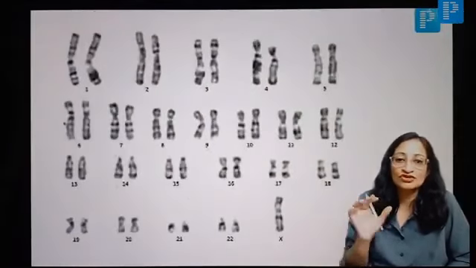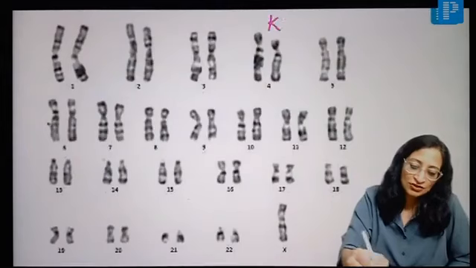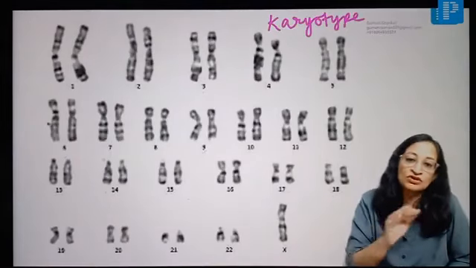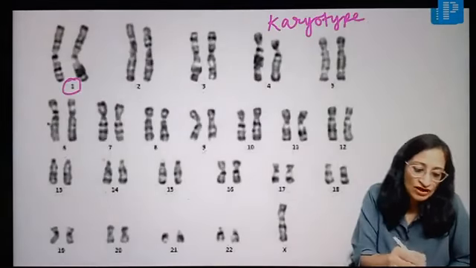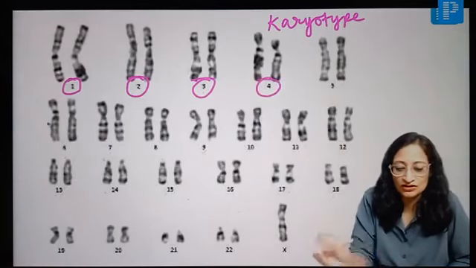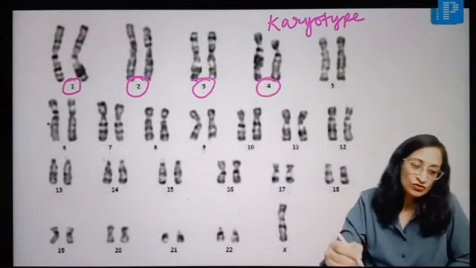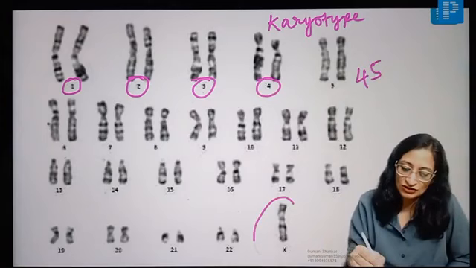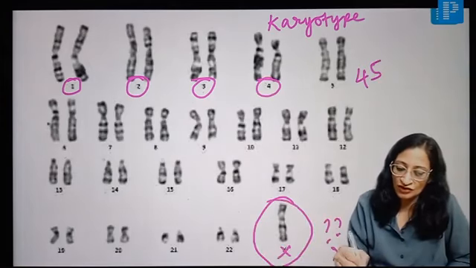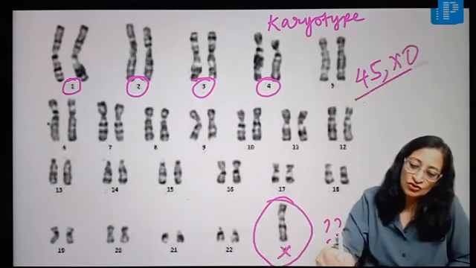What do you see in this karyotype? First, the name of this investigation is karyotype. You must be able to say that. Now normally there should be a total of 46 chromosomes, that means 2 chromosome 1s, 2 chromosome 2s, 2 chromosome 3s, 2 chromosome 4s and so on. But here if you count, the total number of chromosomes is 45 instead of 46. And you can see there is a single X chromosome and there is no Y chromosome. So it is 45XO or Turner syndrome.